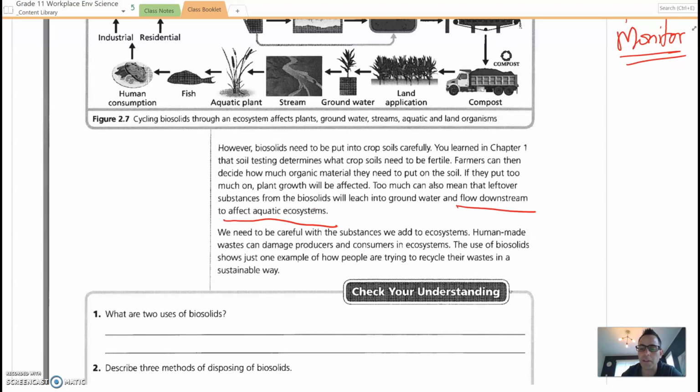The use of biosolids shows just one example of how people are trying to recycle their waste in a sustainable way. So like I said, we're going to be doing some more activities that dig into this a little deeper and give you a little bit of ammunition so that you can go and see if the city you're living in is dealing with biosolids and how they're dealing with them, and if those biosolids are going to farmers' fields, how you can see if that is safe or not.